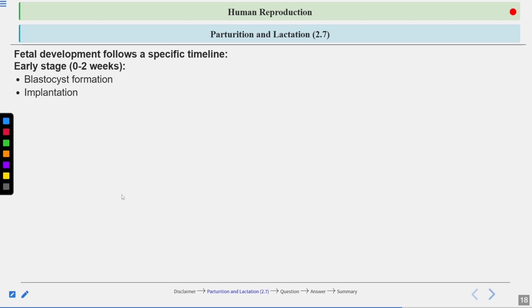Okay, so in 0 to 2 weeks, the blastocyst is formed. Then there is the implantation of the blastocyst in the uterine wall. Then what will happen? The inner cell mass, which is present in the blastocyst, this inner cell mass will form the 3 germ layers. What are these 3 germ layers? Ectoderm, mesoderm, and the endoderm. Okay, these germ layers give rise to all the tissues and the organs.